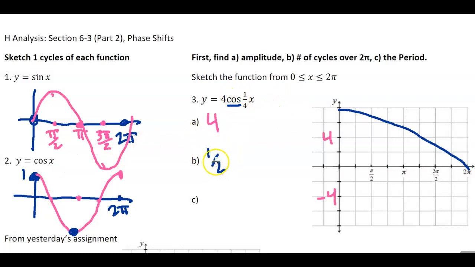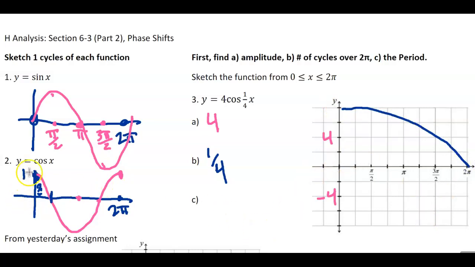Oh, it's 1/4. Sorry. Try that again. 1/4. So I need to get through 1/4 of the graph. So that's that first 1/4 of the graph right here. Yeah, so we should be going like that.